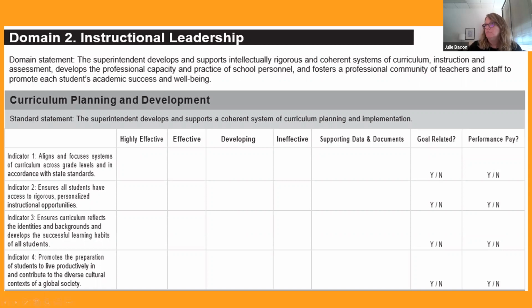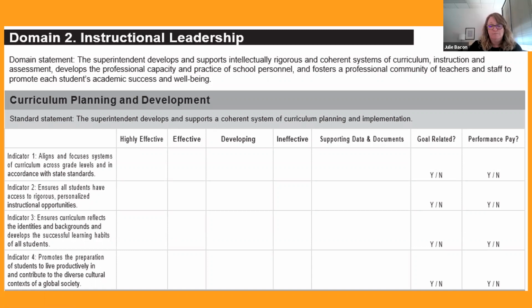The other thing that I didn't point out earlier was this supporting data and documents section, which is a place where the superintendent could provide links or give you names of reports, whatever they're bringing forward for you to see as you're doing this. The goal related field allows them to say, yeah, this is related to one of my goals. And then performance pay, depending on what your performance pay looks like in your district, there's an opportunity for you to indicate that on this document as well.